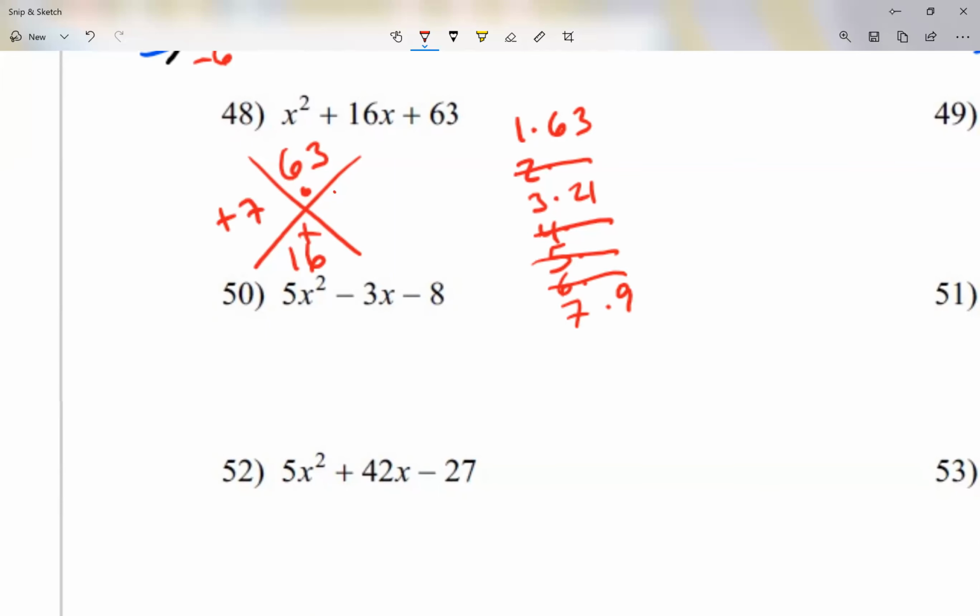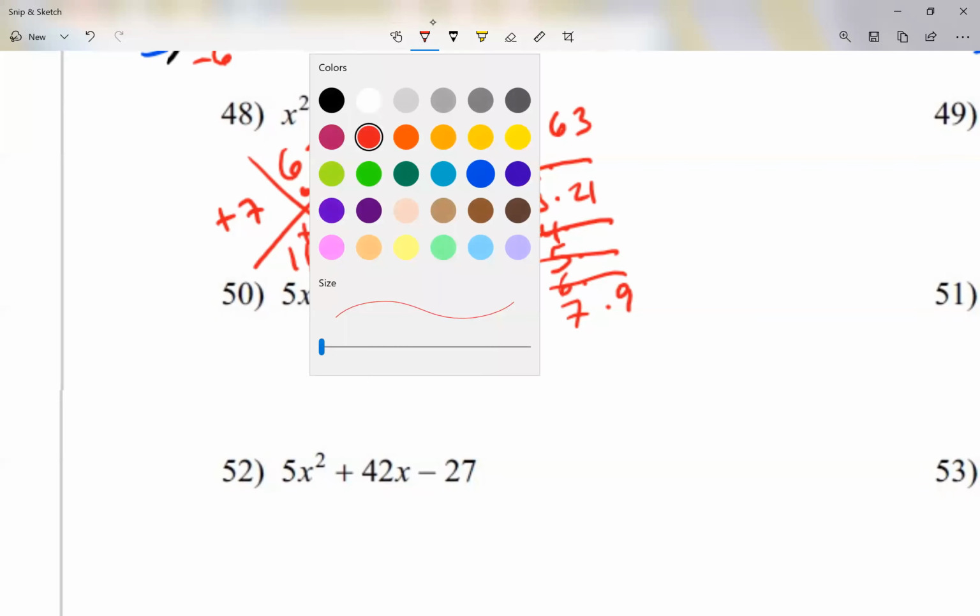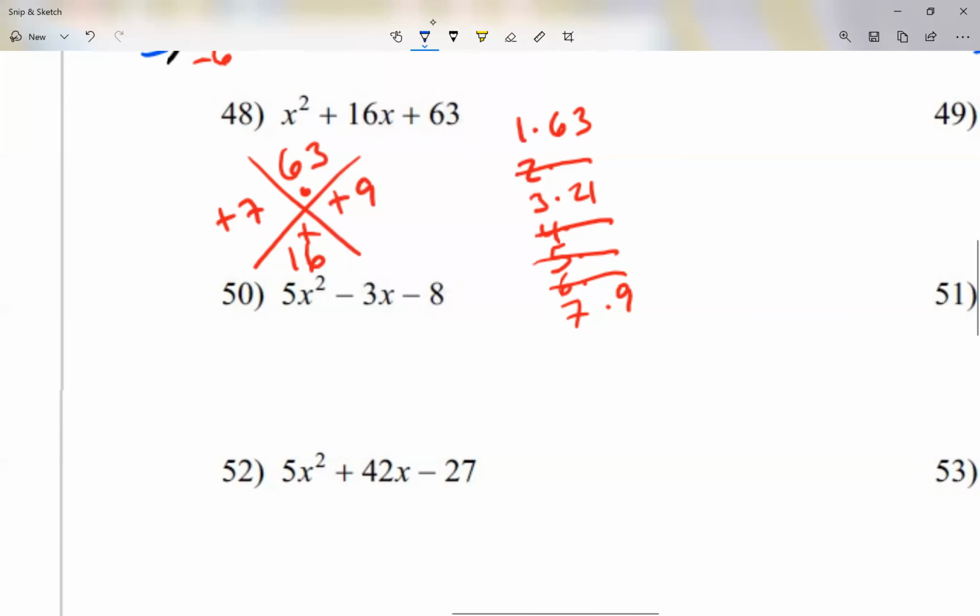Positive 7, positive 9. Right? Because 7 times 9 is 63. 7 plus 9 is 16. I'm doing it the long way and I'm doing the list. But if you can think of them to begin with, just write them out. My answer would be x plus 7, x plus 9. So factoring a trinomial, not that bad.